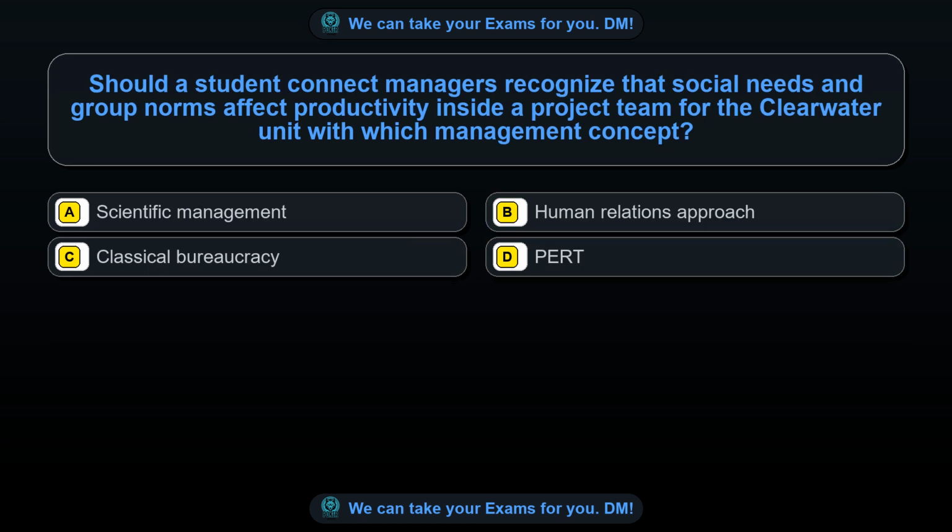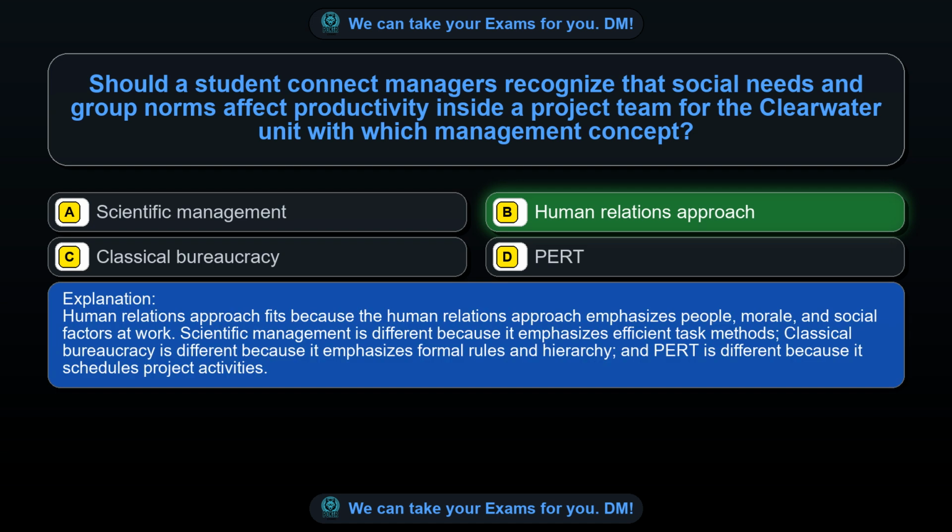Question 39. Should a student connect managers recognize that social needs and group norms affect productivity inside a project team for the Clearwater unit with which management concept? Option A, scientific management. Option B, human relations approach. Option C, classical bureaucracy. Option D, PERT. The correct answer is option B, human relations approach.